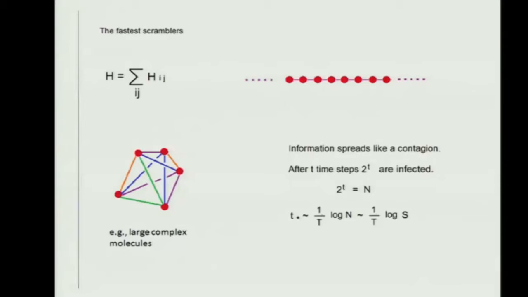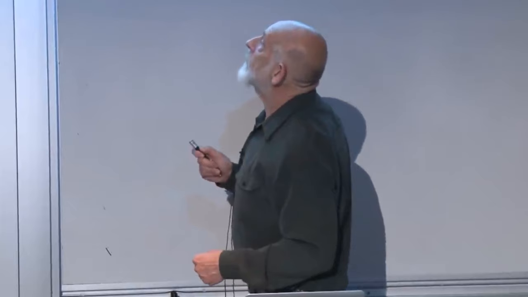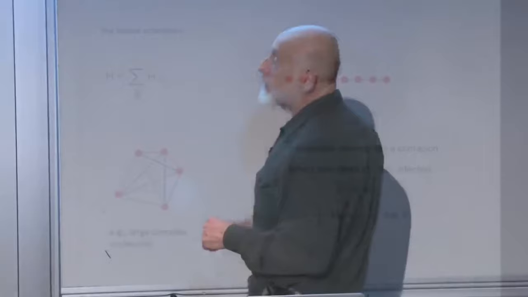Well, what is the rate at which people interact? Obviously, the temperature. If the temperature was 0, everybody would be too cold to move around, right? As the temperature goes up, people get more energized. As the temperature gets very high, they move around like mad. So there is a rate here. The rate is the temperature, and the time that it takes for everybody to get infected is 1 over the temperature times the logarithm of the number of degrees of freedom.